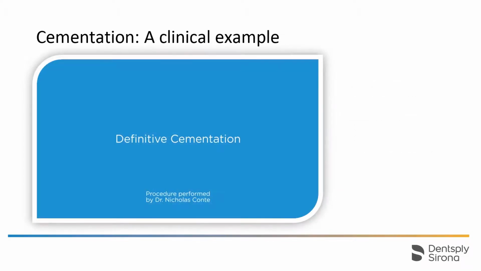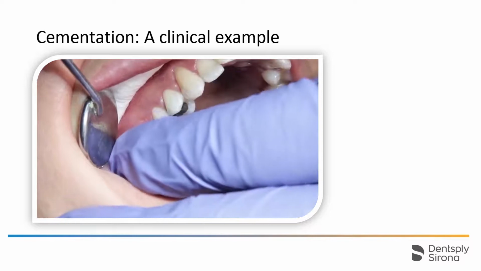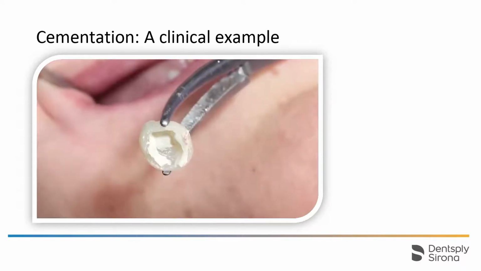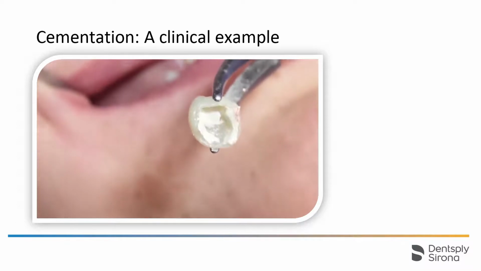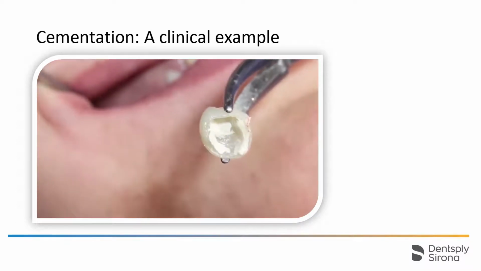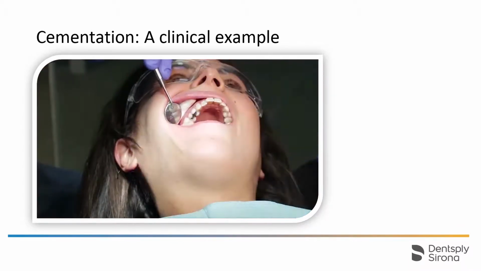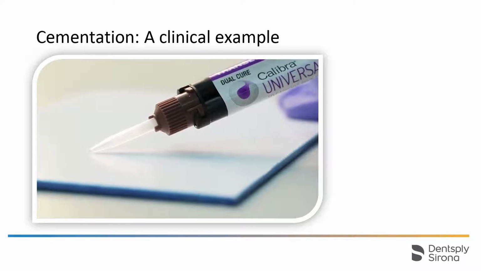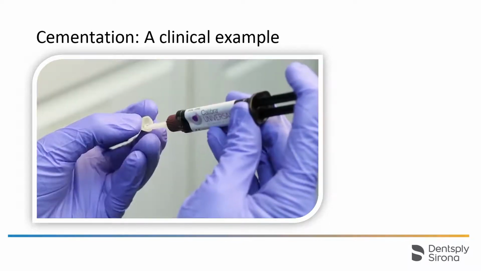In this video, a patient receives a full ceramic crown, which is placed using Dentsply Sirona's Calibra Universal. First, the provisional crown is removed. Much of the cement remains inside the provisional, which facilitates cleaning of the prepared tooth. After ensuring proper fit and occlusion, Calibra Universal is applied to the entire internal surface of the final full ceramic crown.